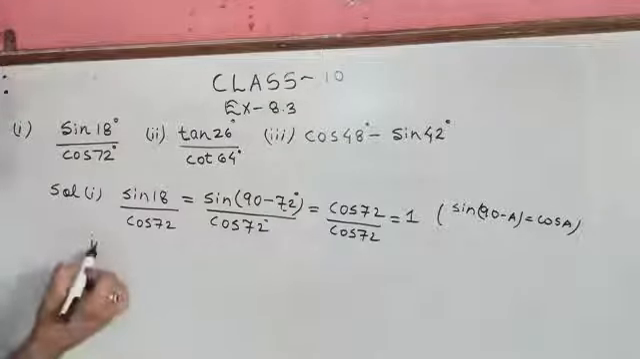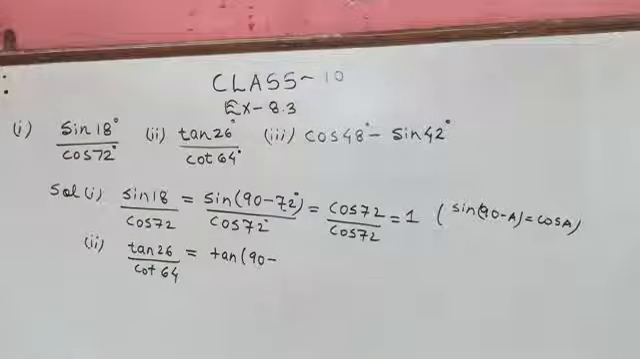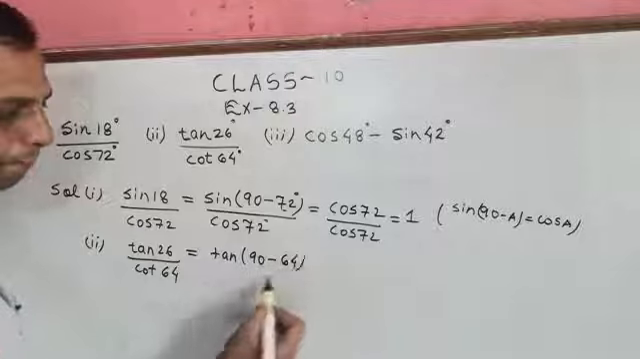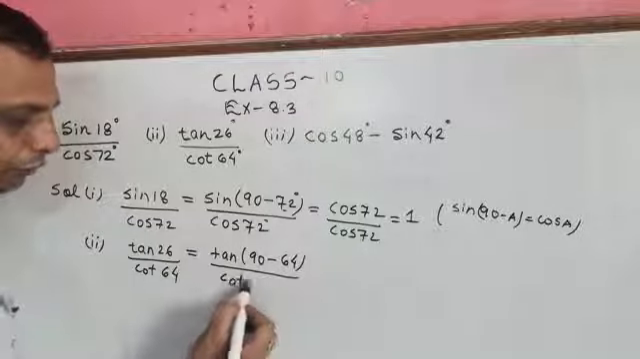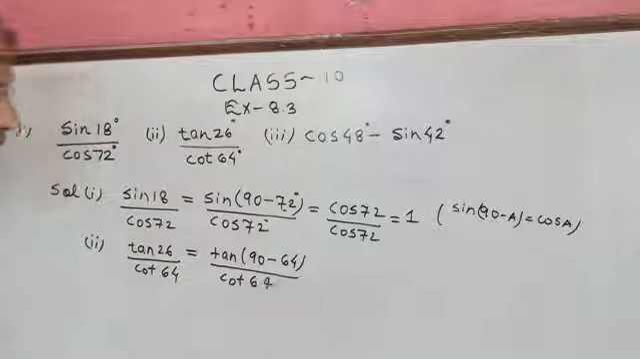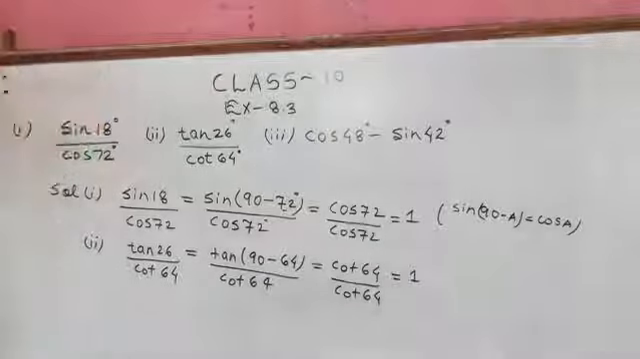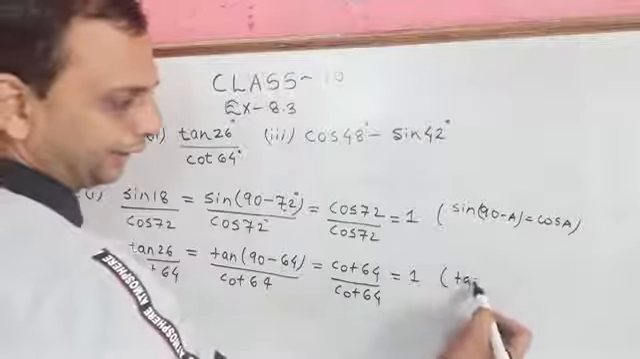Tan 20 degrees upon cot 64. We change the tan to tan(90 minus something), where what we subtract from 90 should give 64, upon cot 64. Now tan(90 minus angle A) is equal to what? Cot 64, because 64 is being subtracted, upon cot 64. Both are equal, so the answer is 1 again, because tan(90 minus angle A) equals cot A.